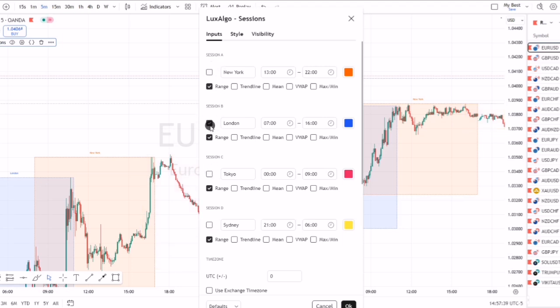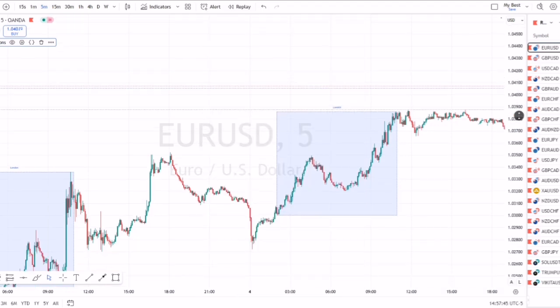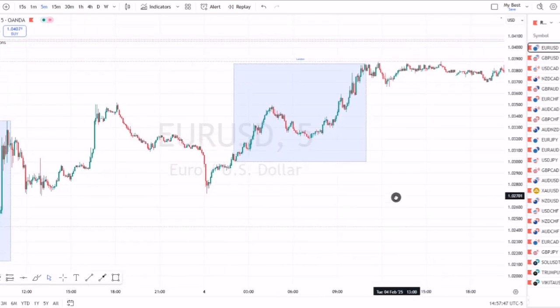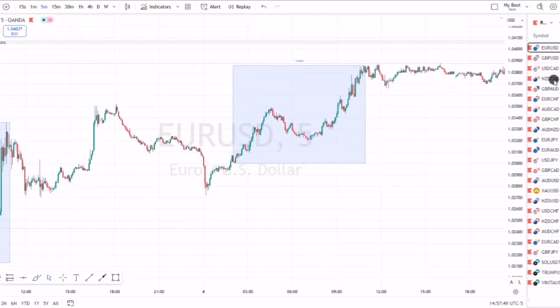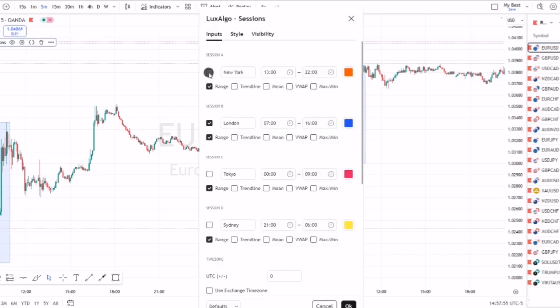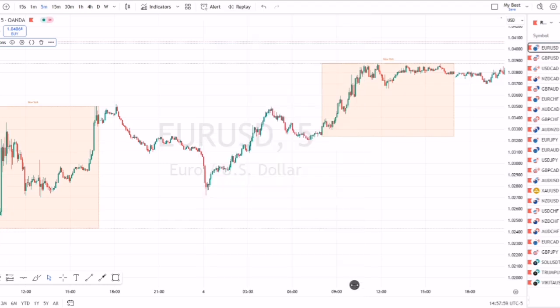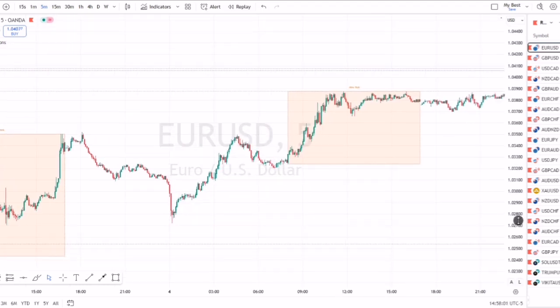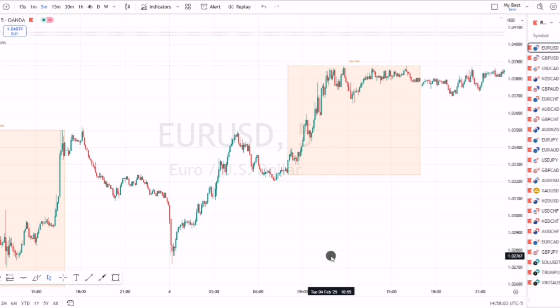In this case, I only need London, so I'm going to leave London like this and then press OK, and it's going to be like this. Okay, if I'm trading New York session, for those who have the PDF, you open the settings again, you tick New York, you remove London, you press OK, and then you can trade the New York session.